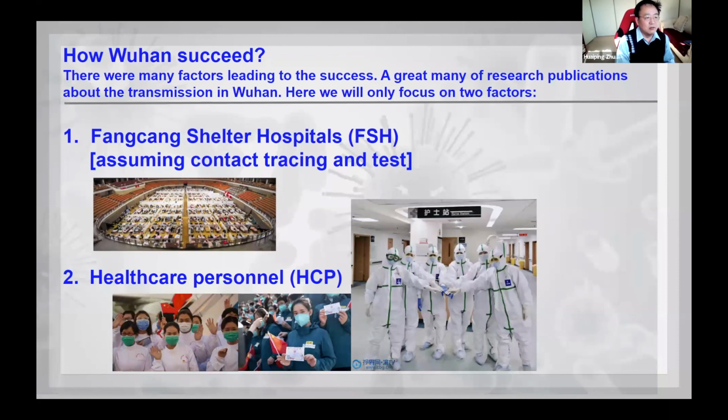testing was done. The second: even though you have a lot of beds for a lot of infected people, both mildly and severely infected, you need people to take care of them and treat them. These people, we call healthcare personnel, HCP. Also, another assumption: assuming they have enough HCPs. We will look at how these two factors contributed to curbing the Wuhan epidemic.